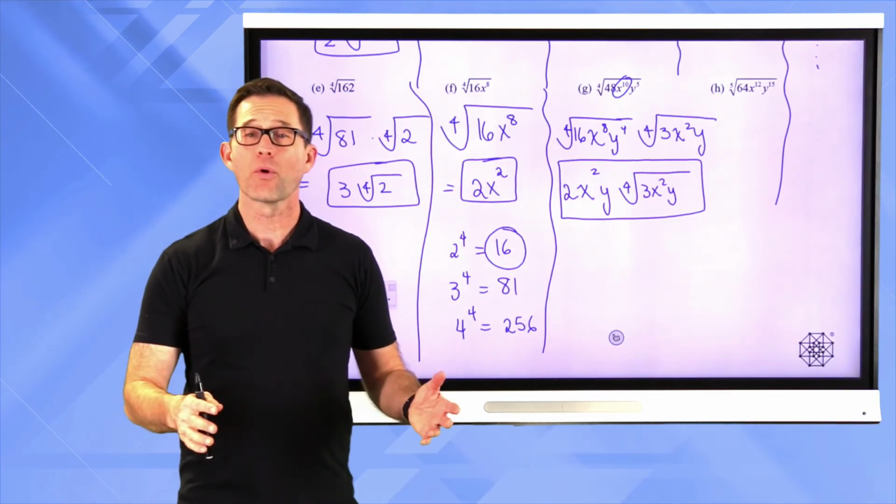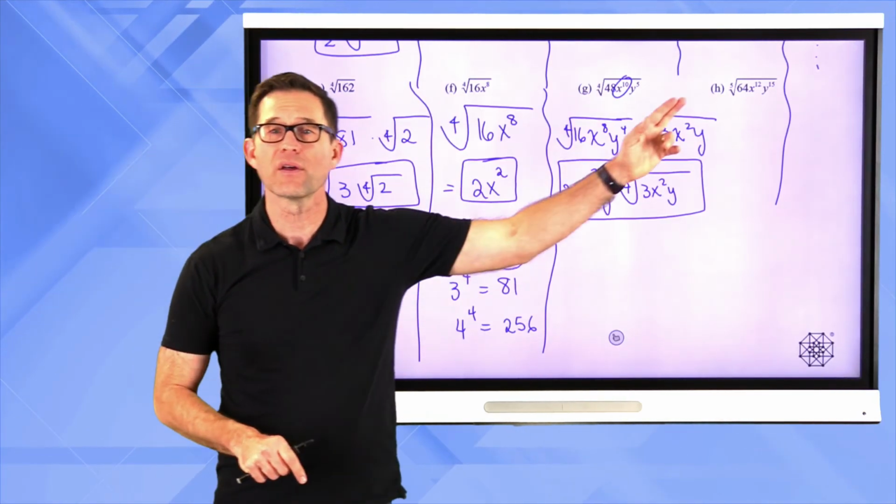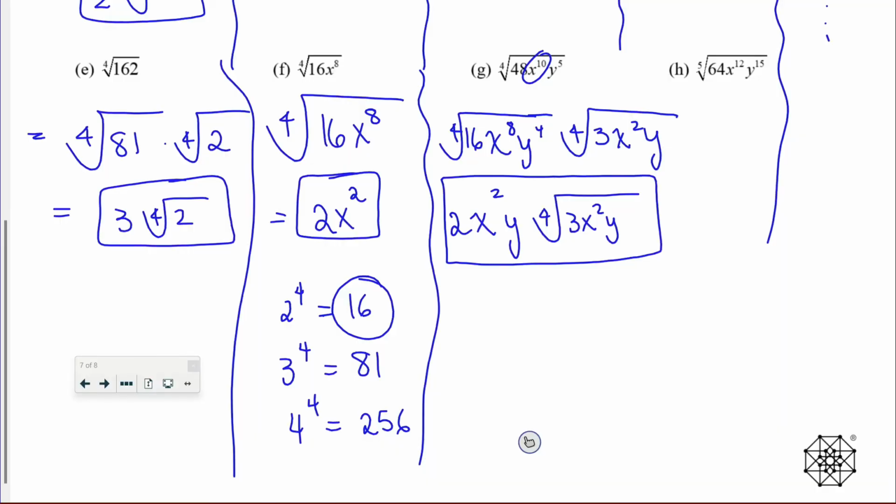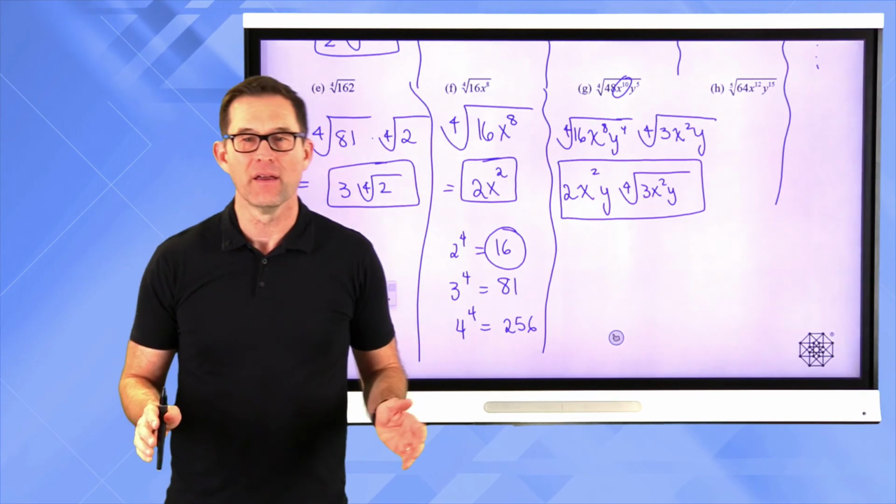Okay, one more problem, then we'll wrap this up. Let's take a look at letter H. Here we have the fifth root of 64x to the 12th, y to the 15th. Wow, okay.